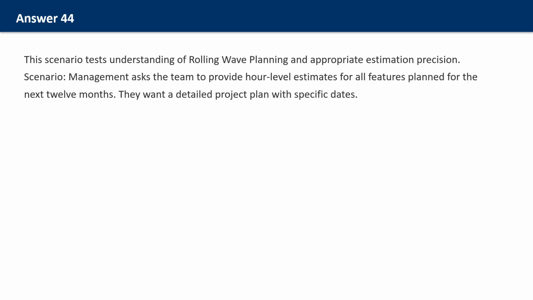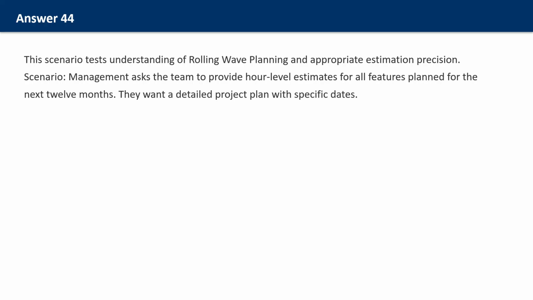Second, offer appropriate alternatives. For the 12-month horizon, provide high-level estimates in story points or t-shirt sizes, grouped into themes or epics. This gives directional guidance without false precision. Provide a roadmap showing likely sequence and rough timing with explicit acknowledgement of uncertainty.